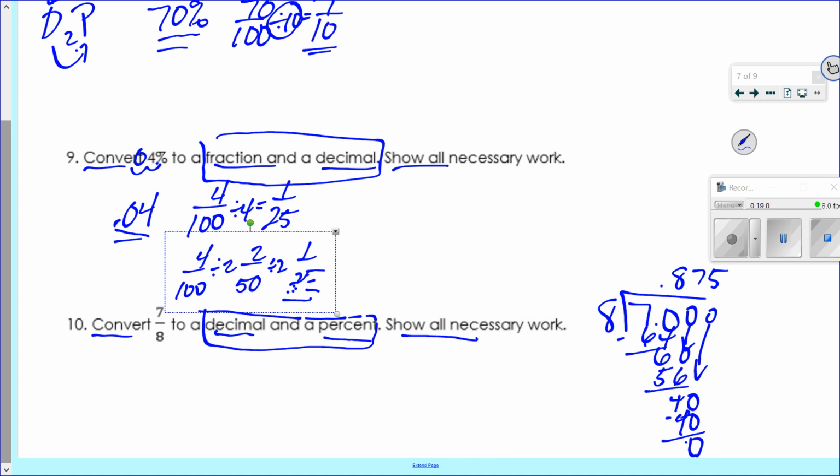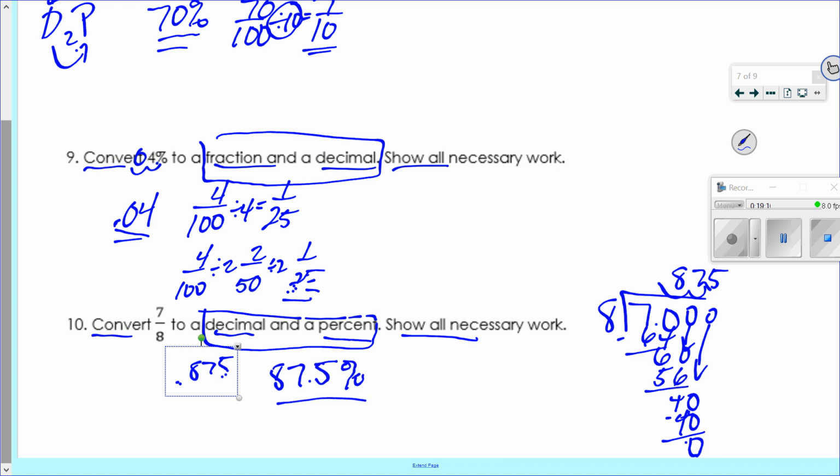No. Now that I have the decimal, the percent should be incredibly easy, because all you have to do to go from decimal to percent is move it over twice. Doesn't matter that there are 3 spaces. The decimal still moves twice. So my answers would have been 87.5% and 0.875.